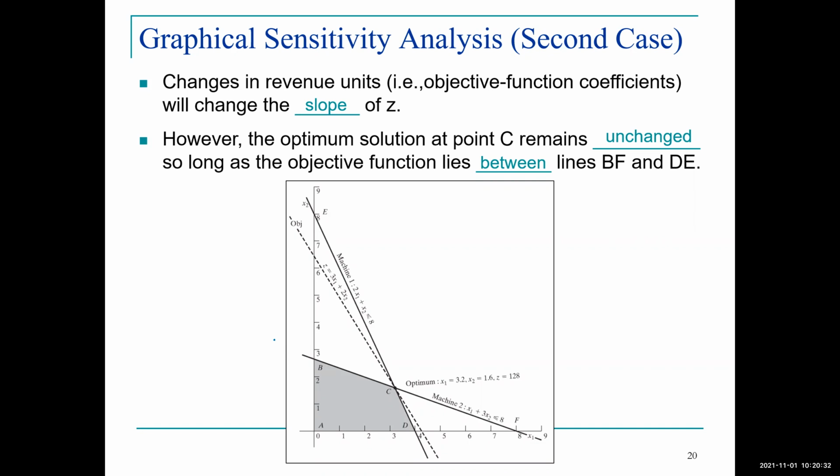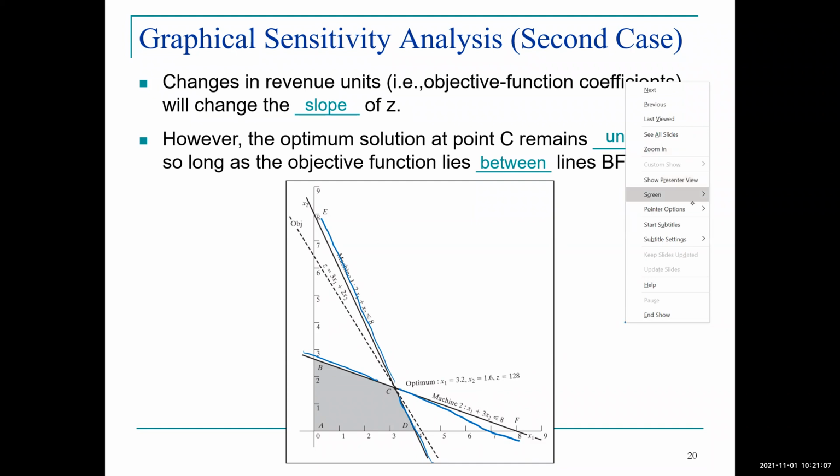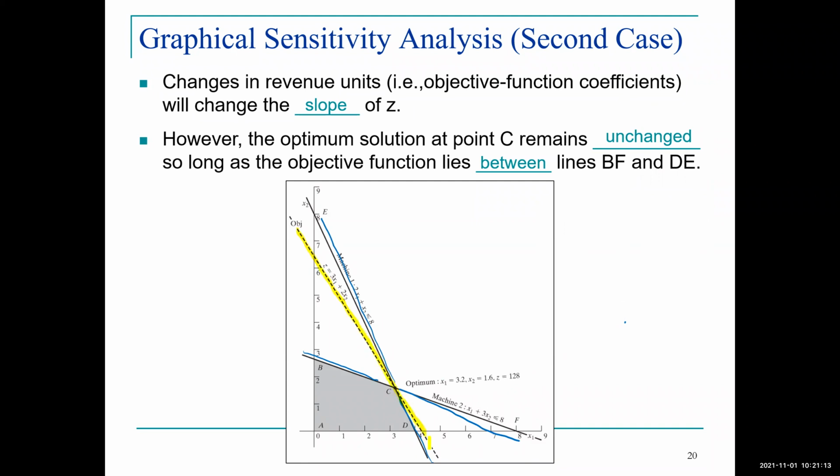In this representation, we are illustrating the isoprofit or objective function line. You will see that the objective function is in between the constraints that are defining our optimal solution, which are the constraints for machine 1 and machine 2. So you see that the objective function is in between those two constraints. This is constraint 1, this is constraint 2, and you can see that the objective function is in between those two constraints.